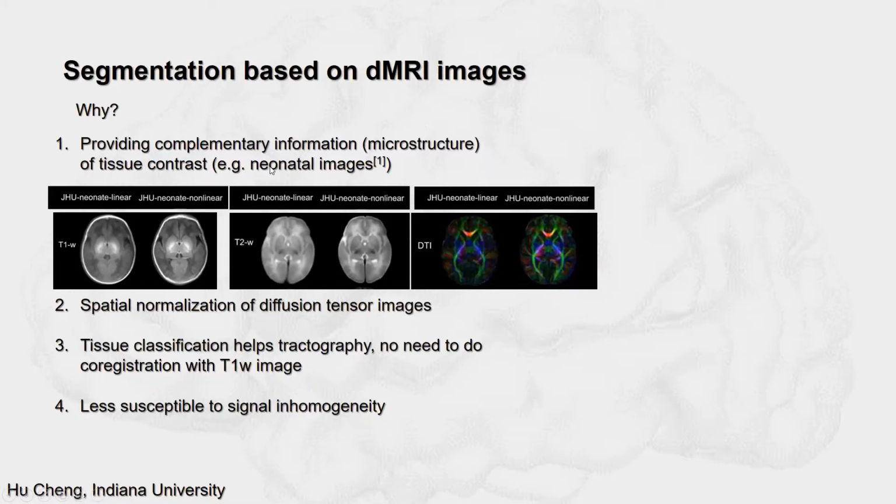Again, this is an example of the neonatal image. The DTI shows very good contrast between the white matter and gray matter, better than the T1 and T2 weighted images. It also helps with spatial normalization of diffusion tensor images, and tissue classification helps tractography. There's no need to do coregistration between the diffusion image and T1 weighted image. Moreover, it is less susceptible to signal inhomogeneity.